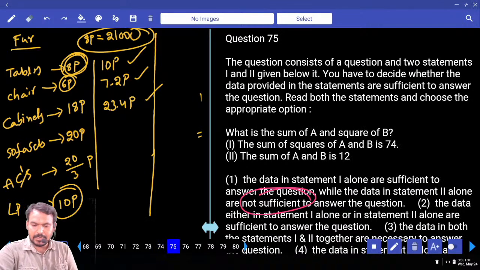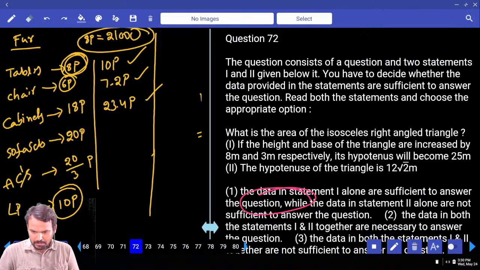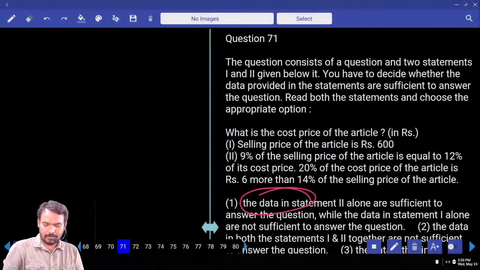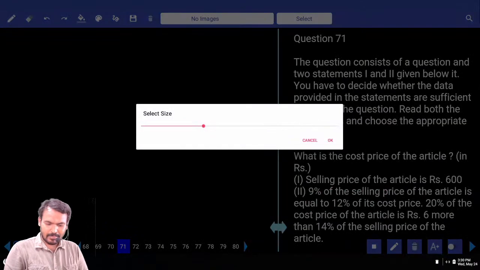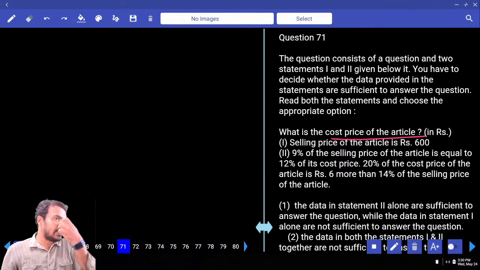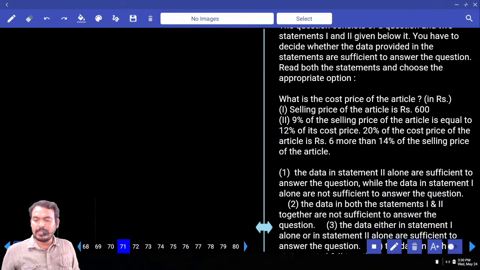Question number 71. What is the cost price of the article? We required which one? Cost price of the article. What is the first statement? Selling price of the article are given 600.